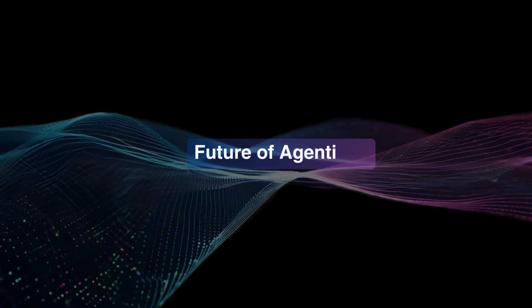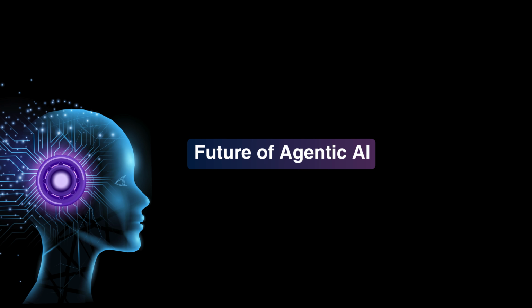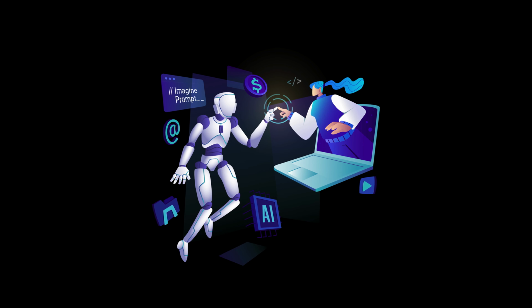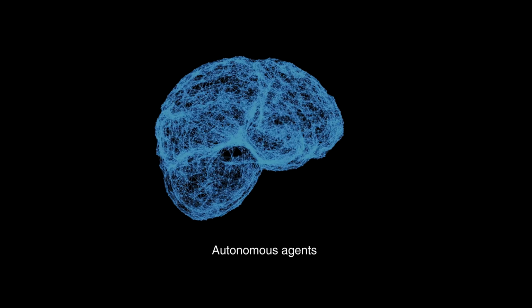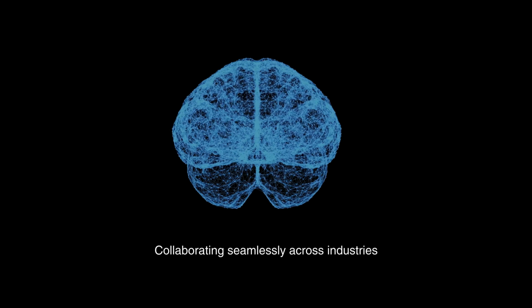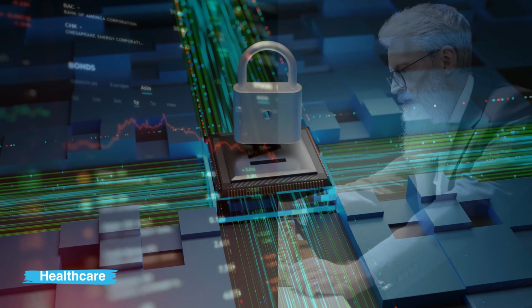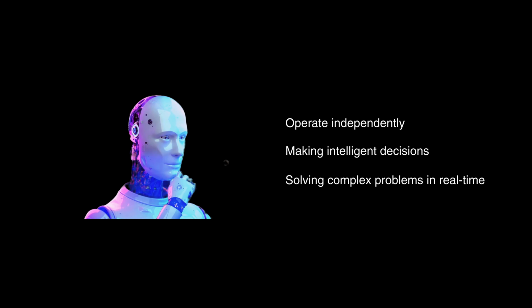We are only scratching the surface of what agentic AI can do. Now, let's leap into the future and see where this technology is headed. In the near future, AI systems won't just be tools, they will evolve into fully autonomous agents collaborating seamlessly across industries, from finance and healthcare to cybersecurity and logistics. These AI agents will operate independently, making intelligent decisions and solving complex problems in real time.